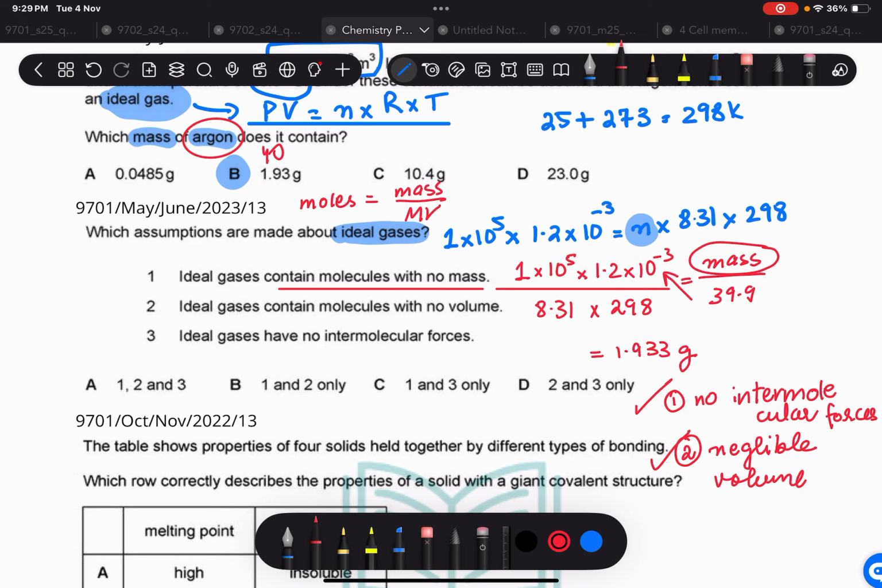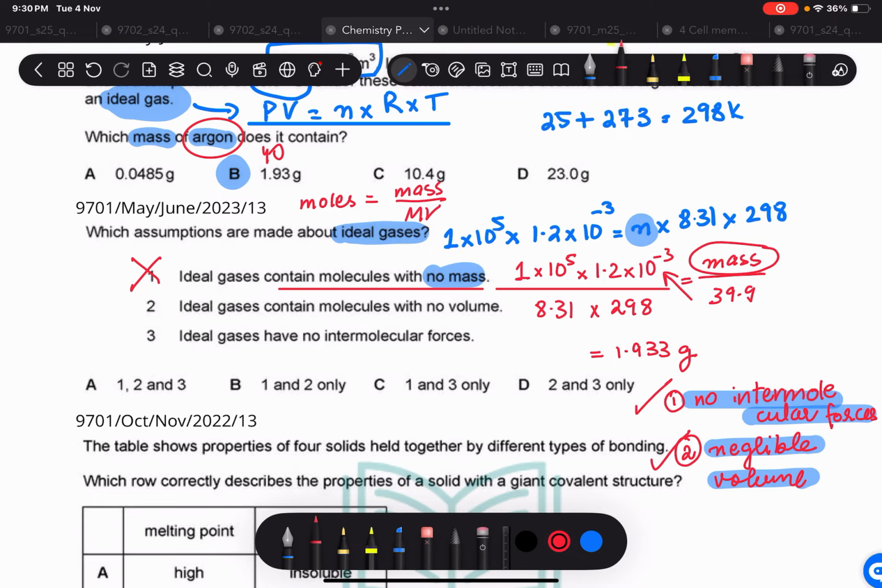Ideal gas contain molecules with no mass. Okay, that's not a statement. That's not part of the ideal gas statement. Stick to what you have learned: no intermolecular forces and negligible volume. These statements don't say that it has no mass. So the first one is going to be incorrect.